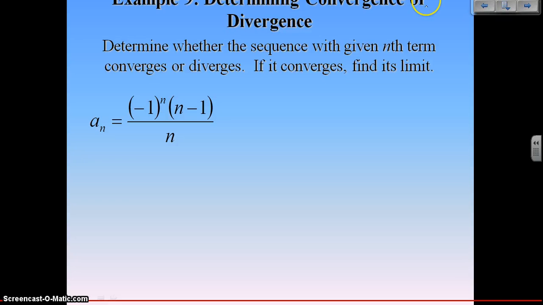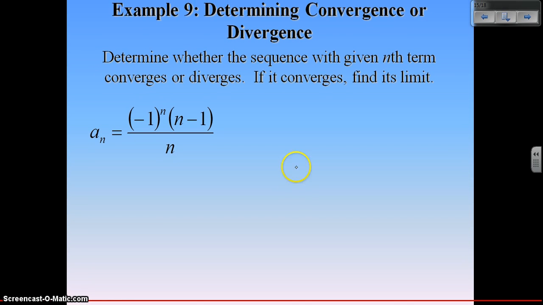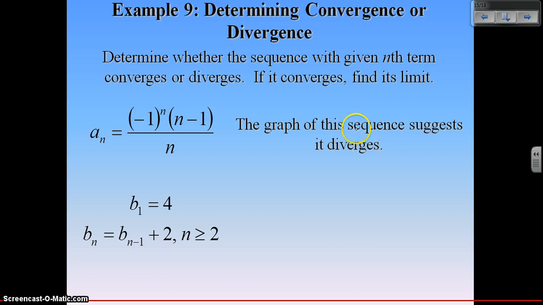Alright, let's do another one. Determine whether the sequence with the given nth term converges or diverges. If it converges, find its limit. Same as before. Again, sketch your graph if you wish. On this graph, this one would appear to diverge.